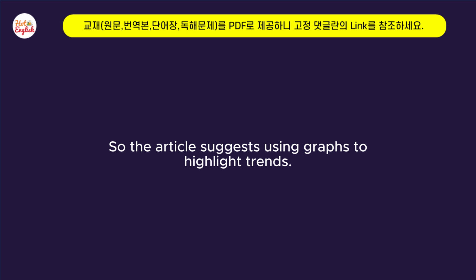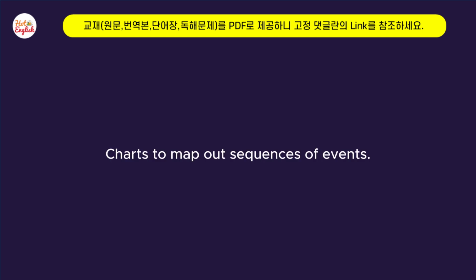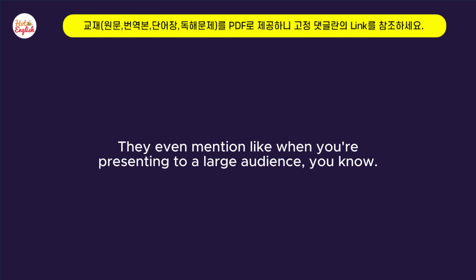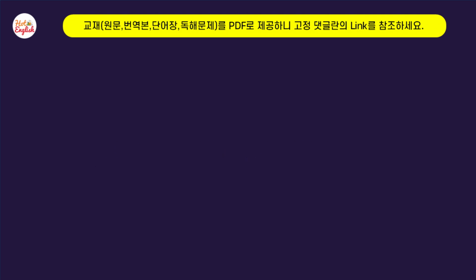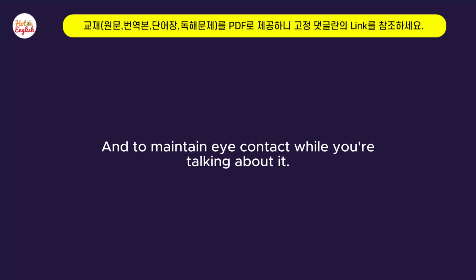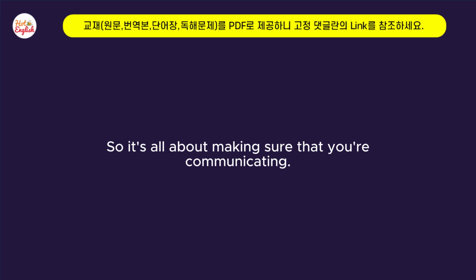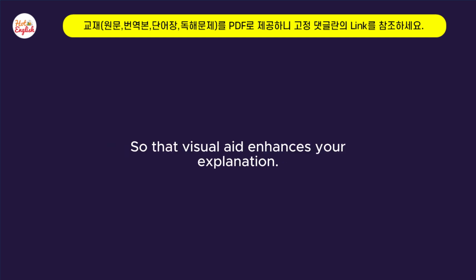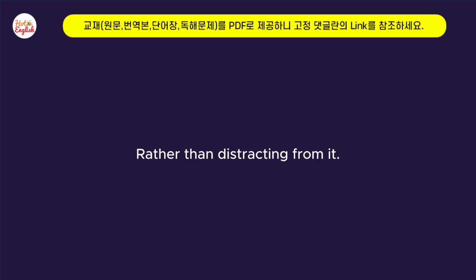Exactly. So the article suggests using graphs to highlight trends, charts to map out sequences of events, maps to provide spatial context. They even mention, like, when you're presenting to a large audience, it's important to provide a little bit of background information for the visual aid and to maintain eye contact while you're talking about it. Right. So it's all about making sure that visual aid enhances your explanation rather than distracting from it.